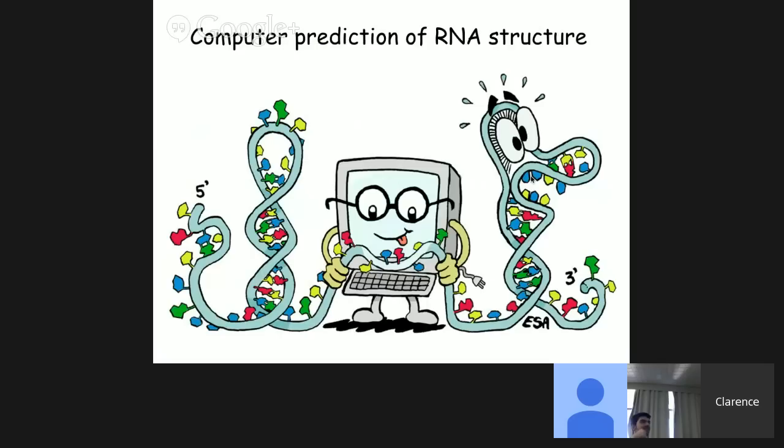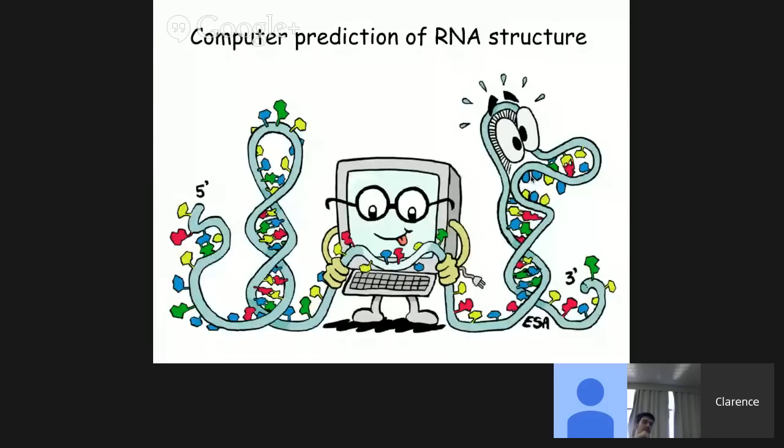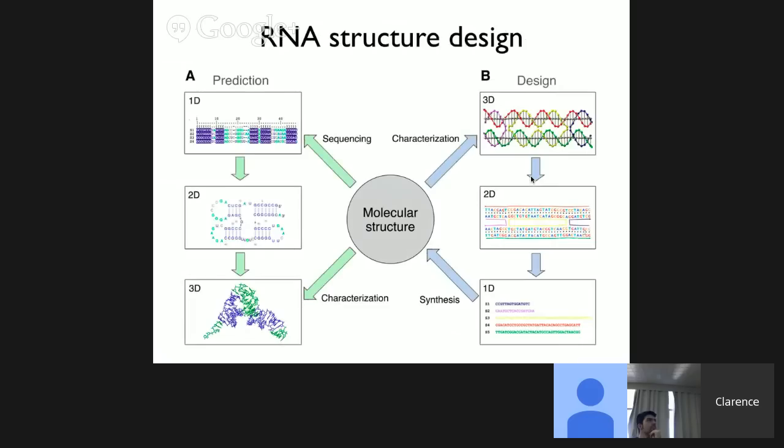Okay, so let's go on. So how do we actually do that? How do we take nature's molecules and design them for our purpose? To help us doing this, the computer somehow has to look at the sequence of the RNA and figure out how to fold this molecule. Okay, so here's a more vanilla slide, showing how this process is going.